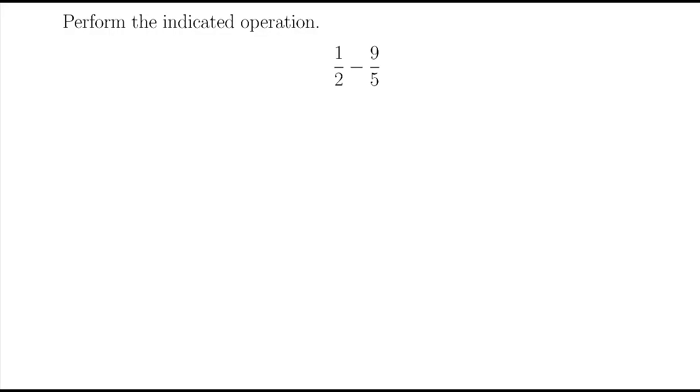Let's subtract 1/2 minus 9/5. Okay, we need to find a common denominator in order to do any sort of addition or subtraction with fractions. So we have a 2 and a 5, right? A 2 and a 5.